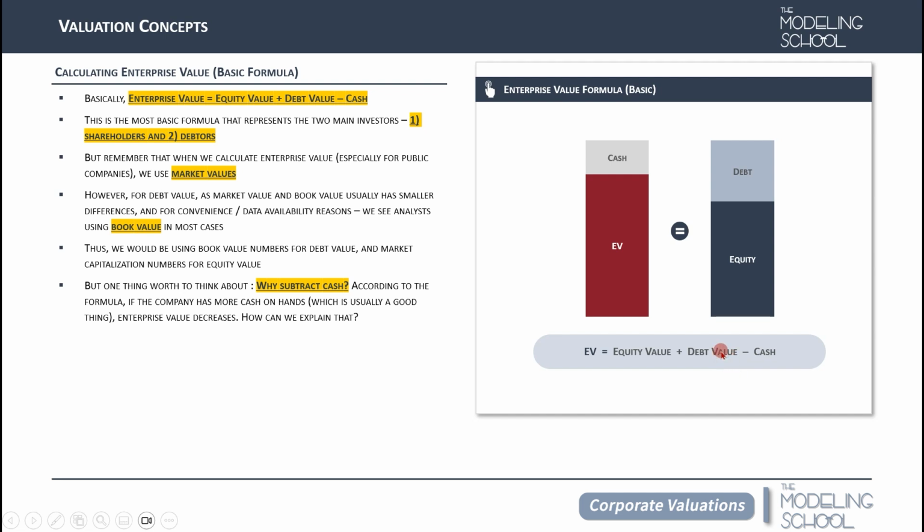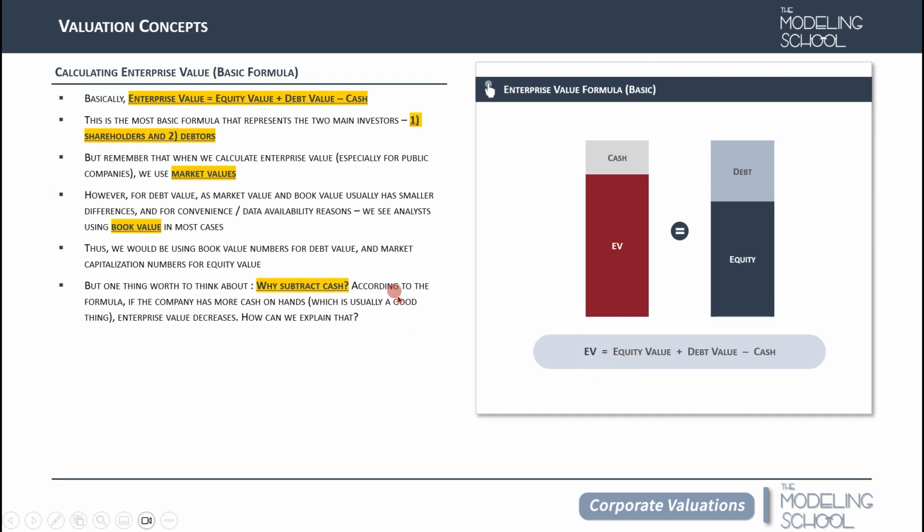In addition to that, obtaining accurate market value data for these components is very challenging. So as a result, book values are often used instead. With this approach, calculating enterprise value may require some effort, but it's not really super hard to determine.